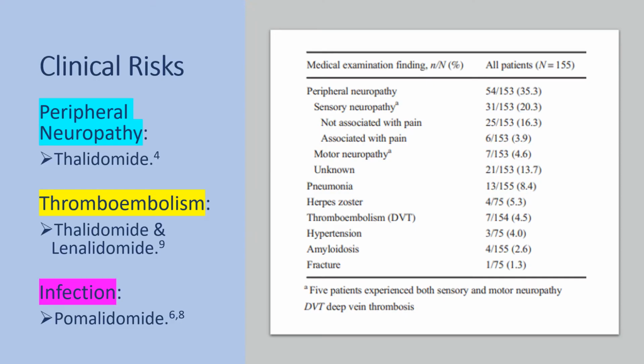Some of the major clinical risks associated with thalidomide, lenalidomide, and pomalidomide are occurrence of peripheral neuropathy, thromboembolism, and infection. Thalidomide is associated with the highest occurrence of peripheral neuropathy. Thalidomide and lenalidomide are similarly associated with thromboembolism, and pomalidomide is associated with the highest occurrence of infection, although each of these adverse events occur in studies with all three drugs. Clinical trials always include a section discussing adverse events, as shown in this table from a report on a study of the effectiveness of lenalidomide for multiple myeloma treatment.